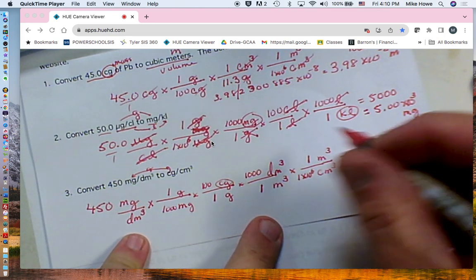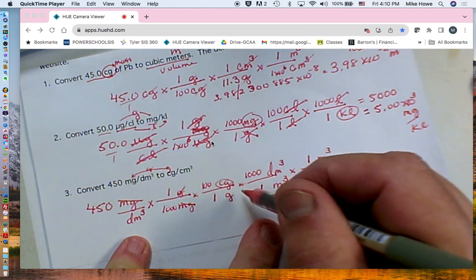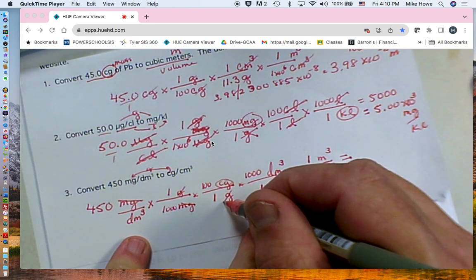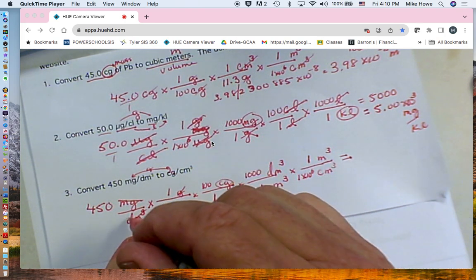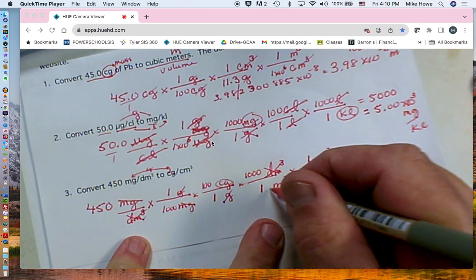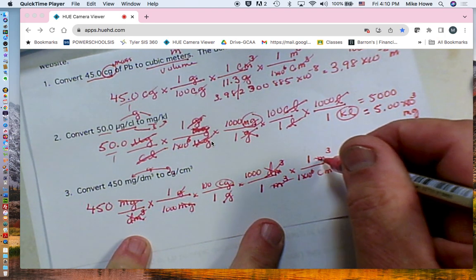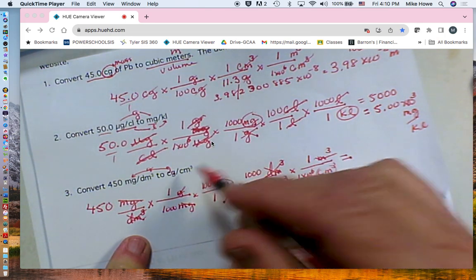All right, let's check our units one more time. So milligrams cancels milligrams. Grams cancels grams. Centigrams are left, and that's what we want. Cubic decimeters cancels cubic decimeters. Cubic meters cancels cubic meters. And so now I have cubic centimeters on the bottom, and that's what we want.